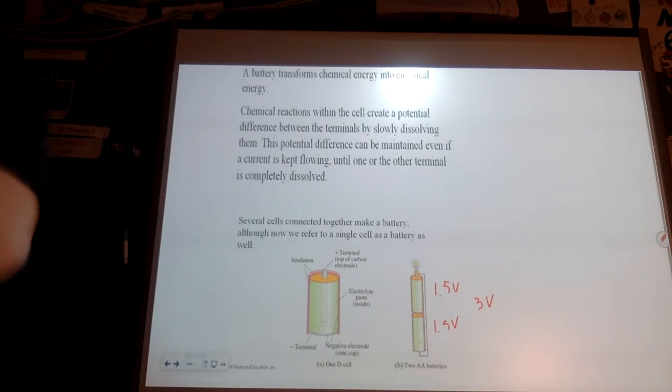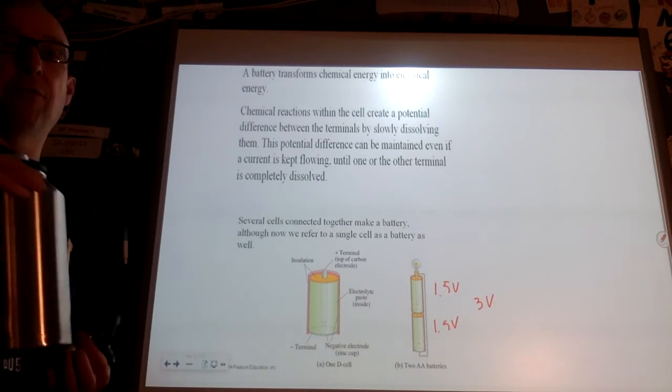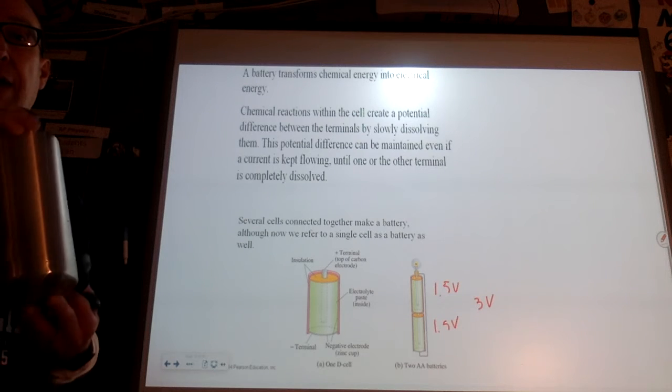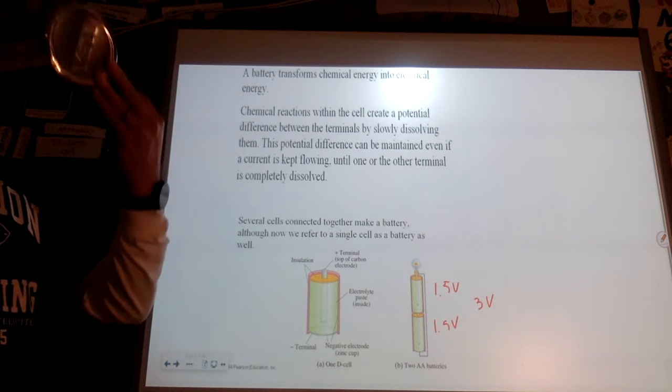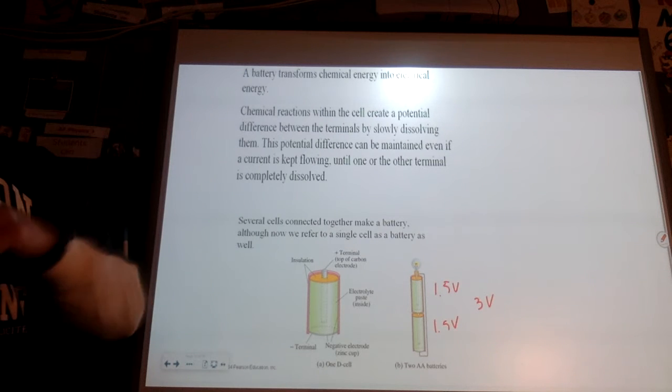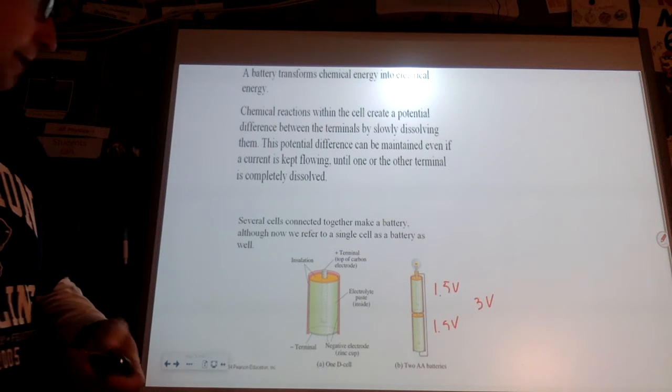So adding them together, whether it's in our calculator where we have 4 of them, or a flashlight where you might have 2 or 3 of them, or a 9-volt battery where you have 6 of them.